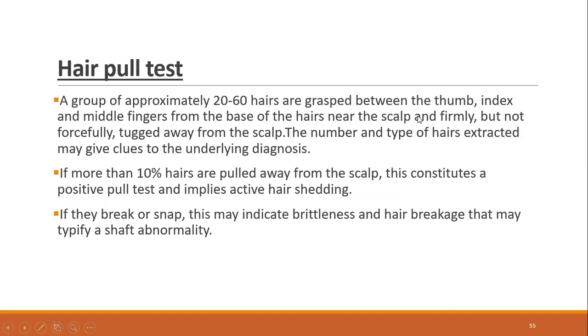Hair pull test. It's a useful test in which 20 to 60 hairs are grasped between thumb and index finger from the base of the hair near the scalp and firmly but not forcefully tugged away from the scalp. The number and type of hairs extracted may give a clue to the underlying diagnosis. If more than 10% of hairs are pulled away from the scalp, this constitutes a positive hair pull test and implies active hair shedding.